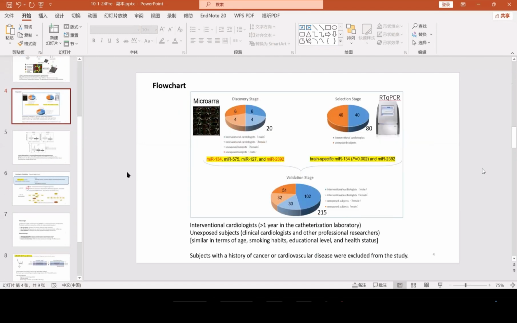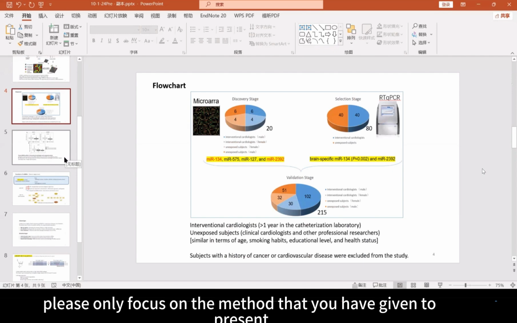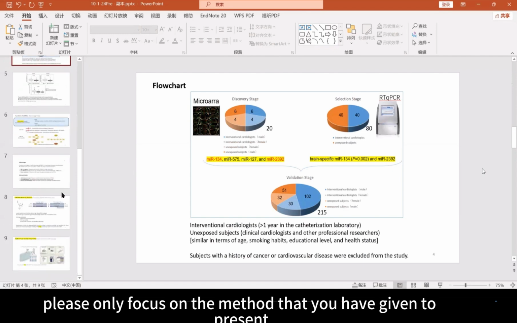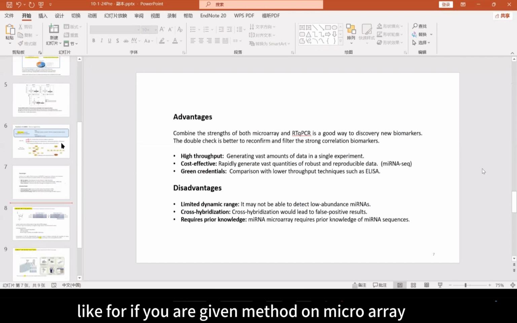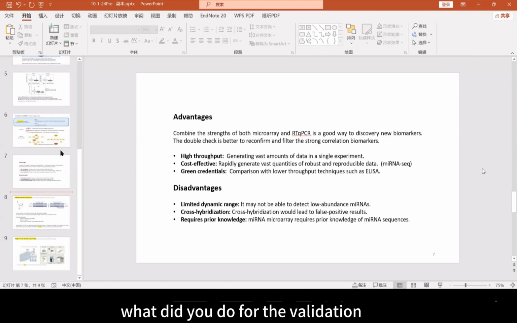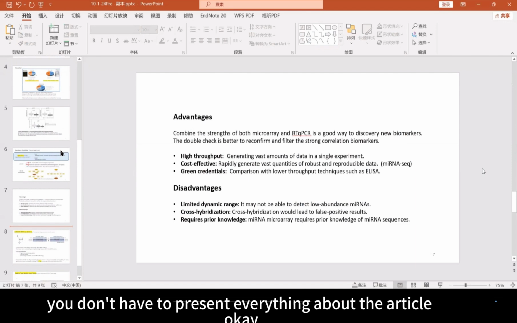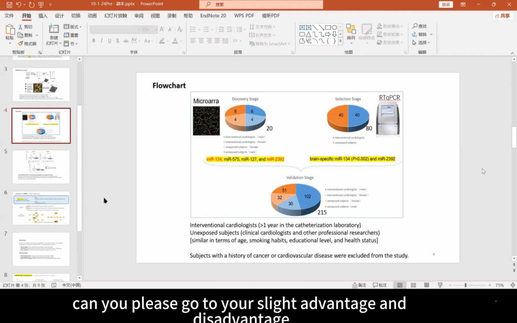A bit of a heads up for the next presenter: please only focus on the method that you have been given to present. Like if you are given a method on microarray, you present only on the microarray and on the validation. What did you do for the validation? You don't have to present everything about the article. Okay, so can you please go to your slide on advantages and disadvantages?